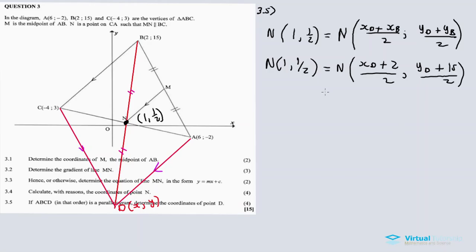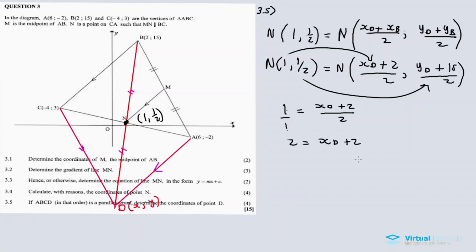I know that 1 must be equal to this, and 1 over 2 must be equal to that. So 1 is equal to xd plus 2 divided by 2. Then we cross multiply. 2 times 1 is 2, 1 times xd plus 2 is xd plus 2. Transposing 2, I find xd is equal to 0.